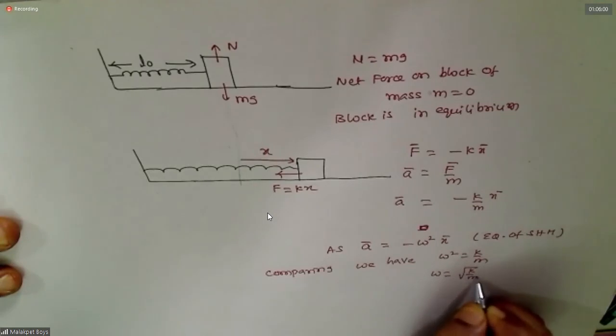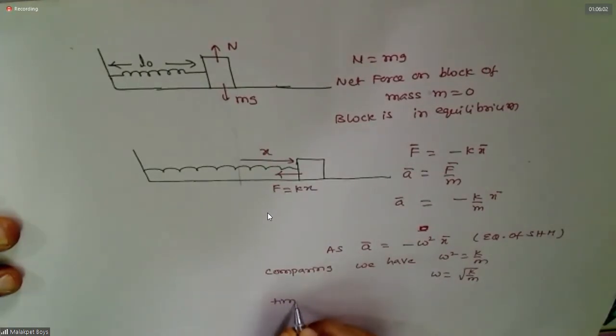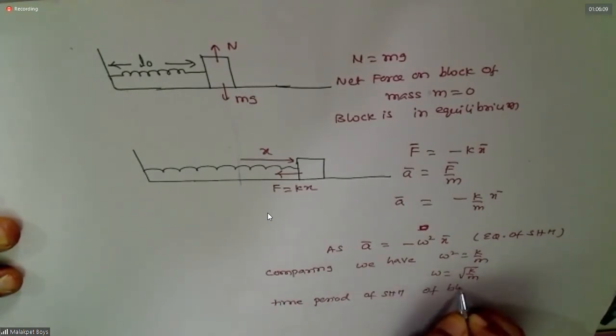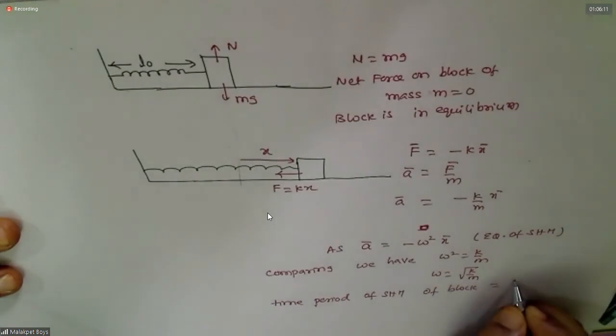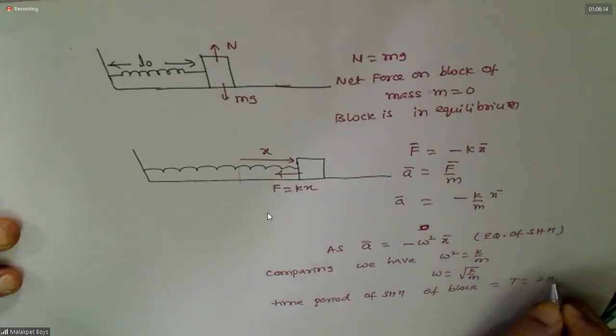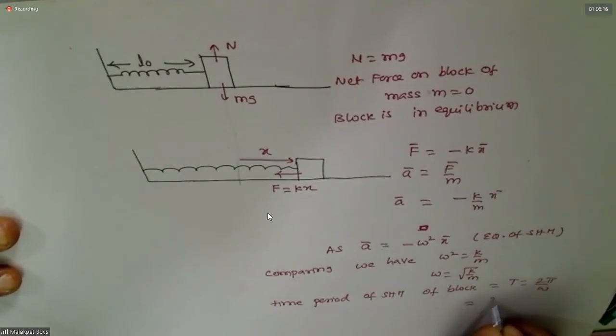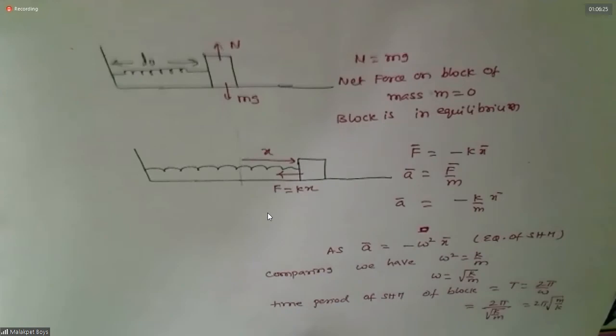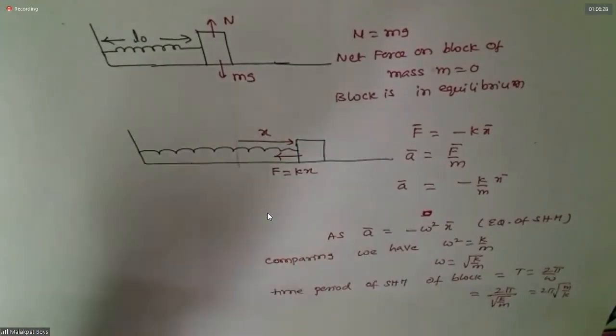So omega is under root of k by m. So what is the time period of SHM of the block? Time period is how much? 2 pi by omega. Yesterday we derived this. Remember. This is 2 pi root over m by k. Understood this? Understood, sir. Is it clear or not? Clear, sir.